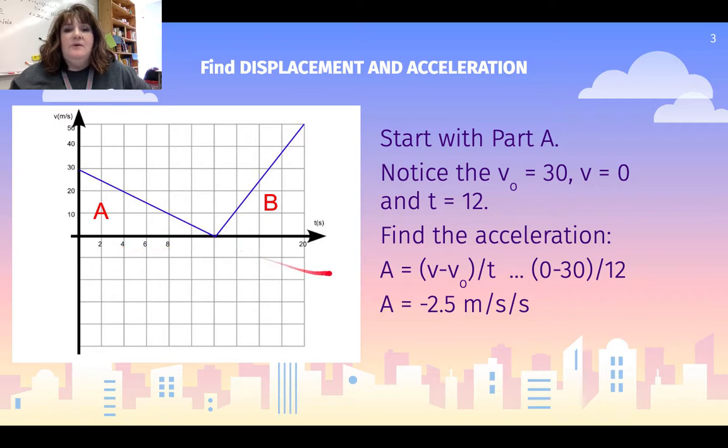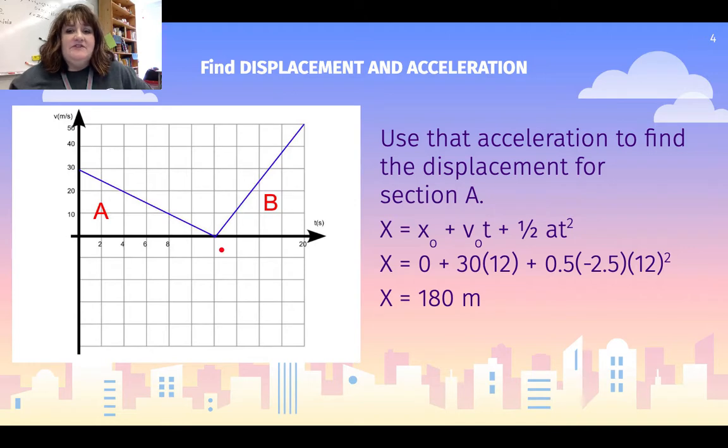Okay, so a is equal to v minus v naught divided by t. 0 minus 30 divided by 12 is a negative 2.5 meters per second squared. And that makes sense because the line's going down from left to right.